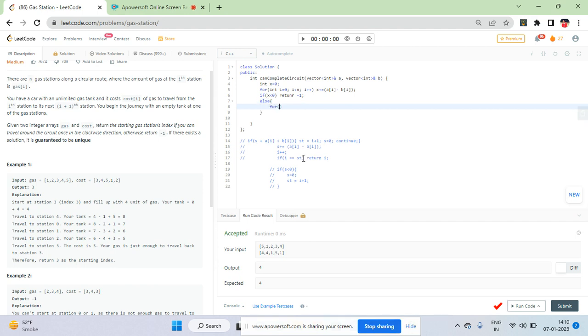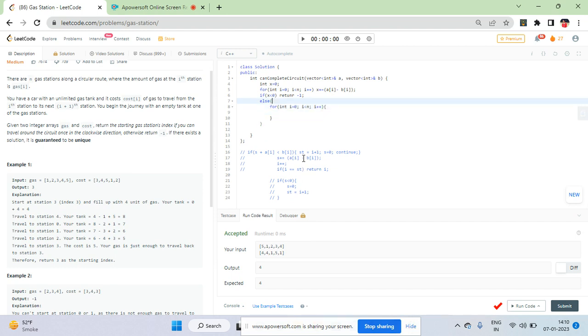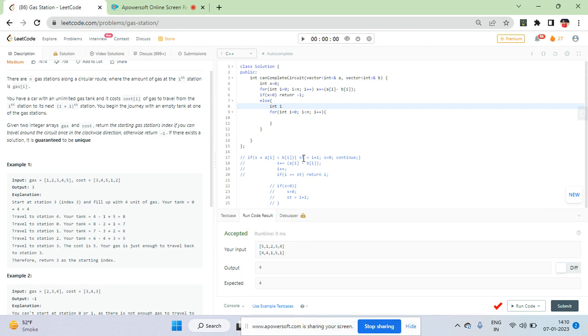Now to calculate the answer, you will try every starting point: int i equal to 0 till i less than n, i plus plus, and one of the starting states has to be the answer. So int starting state is currently equal to 0. If I'm starting at this state, s is basically the amount of gas that you have. s plus equal to a[i] minus b[i].